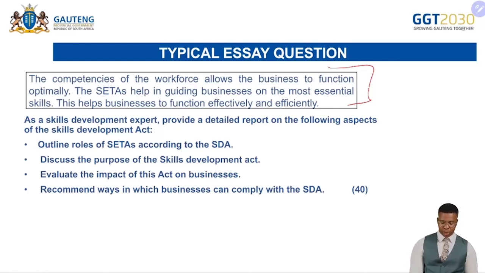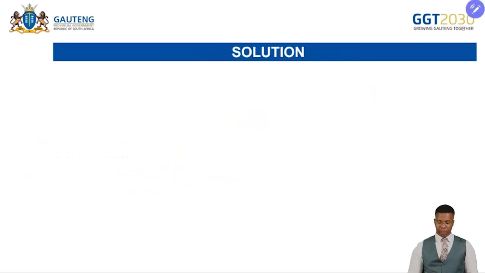So the competencies of the workplace allow the business to function optimally, and the SETAs help in guiding businesses on the most essential skills, and this helps businesses to function effectively and efficiently. Now, as a skills development expert, provide a detailed report on the following aspects of the Skills Development Act. That is for you to provide an essay on the following: roles of SETAs according to the Skills Development Act, discuss the purpose of the Skills Development Act, evaluate the impact of the Act on businesses, and recommend ways in which a business can comply, for 40 marks. Then, solutions.